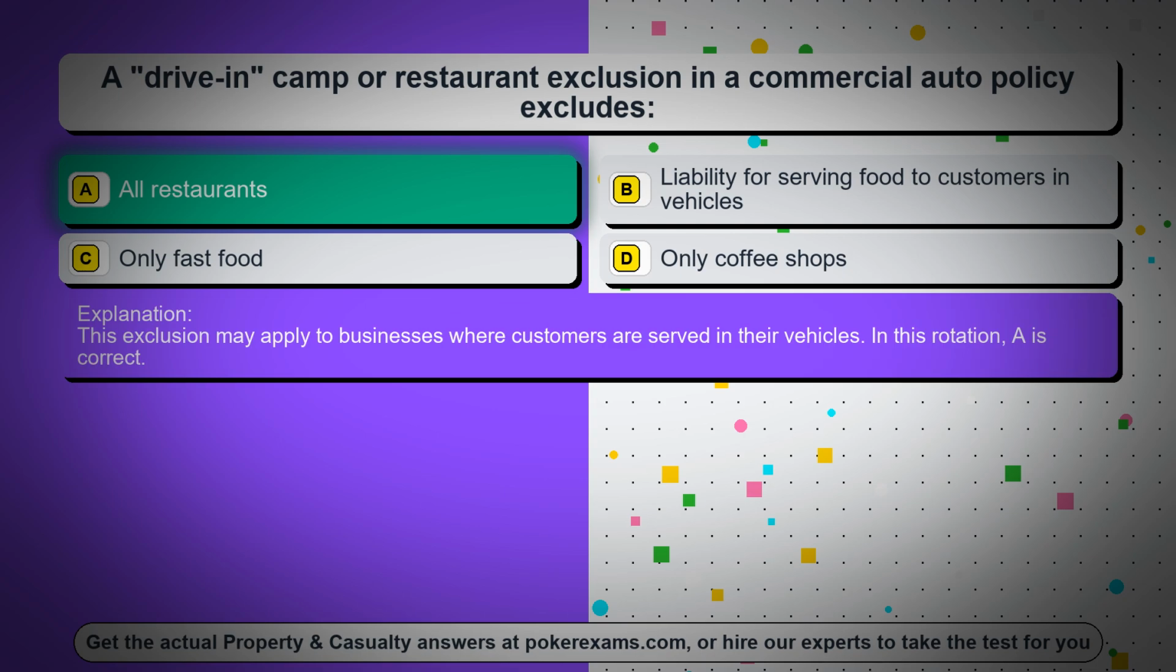This exclusion may apply to businesses where customers are served in their vehicles. In this rotation, A is correct.